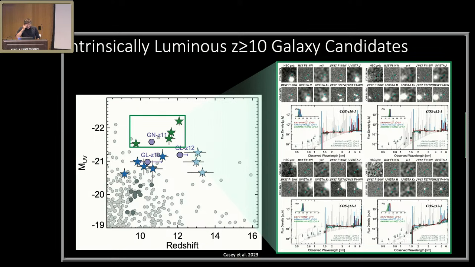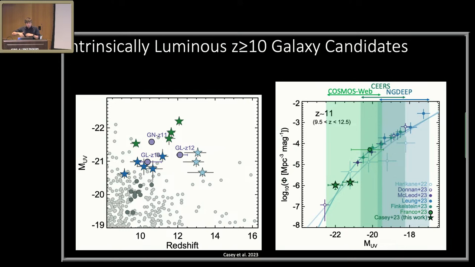And these very bright galaxies allow us to investigate the bright end of the UV luminosity function at redshift 11, and we can see the good complementarity between the different surveys, the different approaches between NGDEEP, SIRS, and Cosmos Web. And we reach a consensus on the shape of this UV luminosity function at redshift 11, showing an excess of bright galaxies compared to studies pre-James Webb.